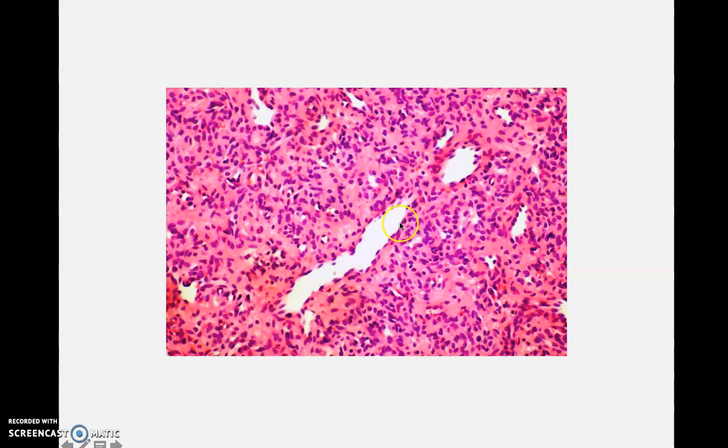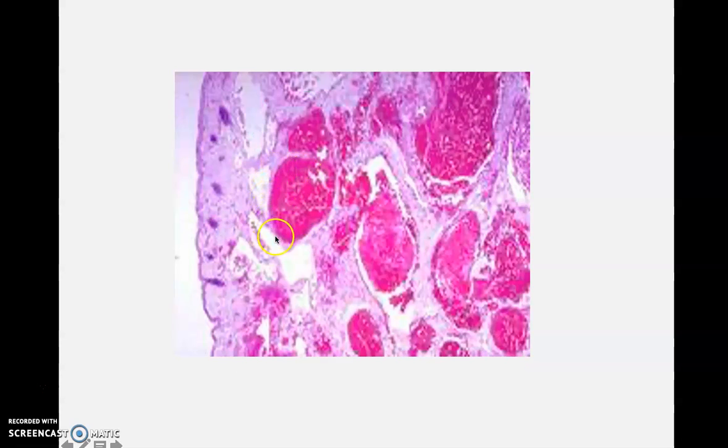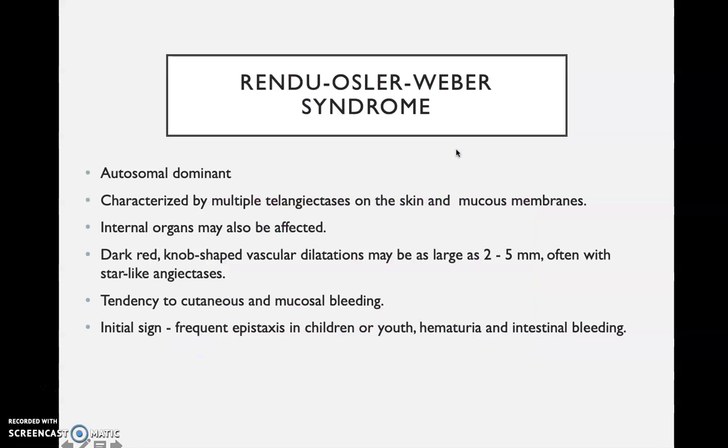That's the endothelium. Okay, the spaces are there. Okay, this is also capillaries. Okay, this is cavernous. Can you see? It's a lot bigger, very big, and lots of red blood cells inside there.